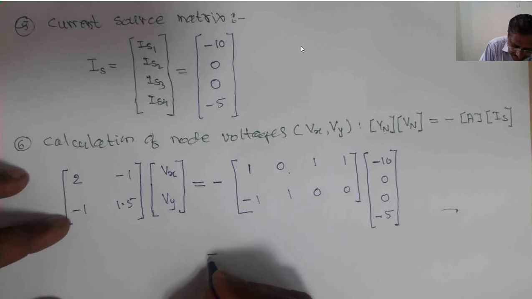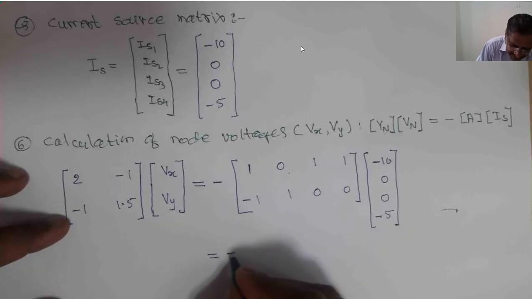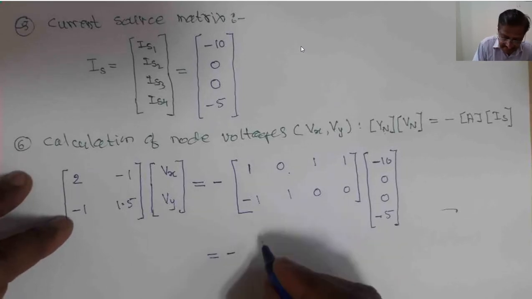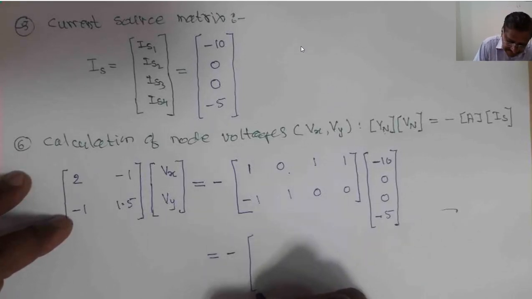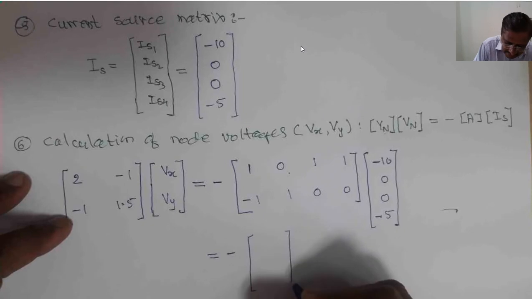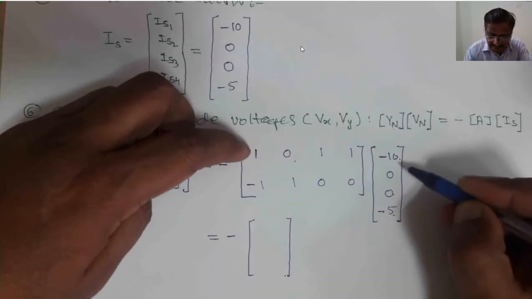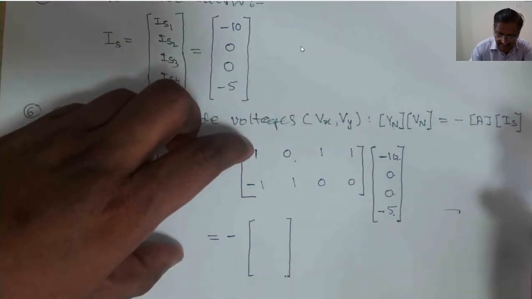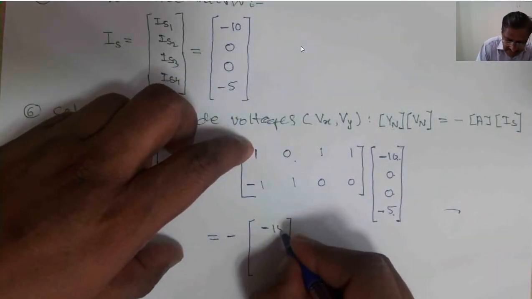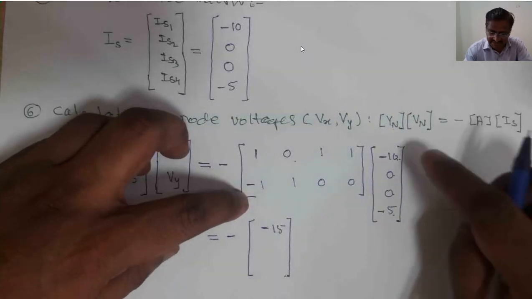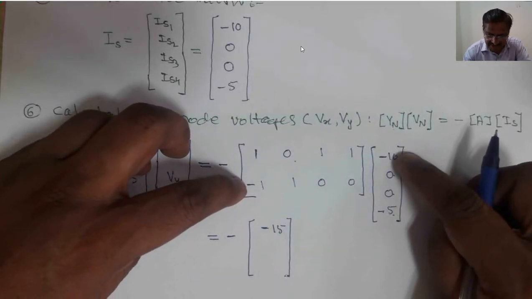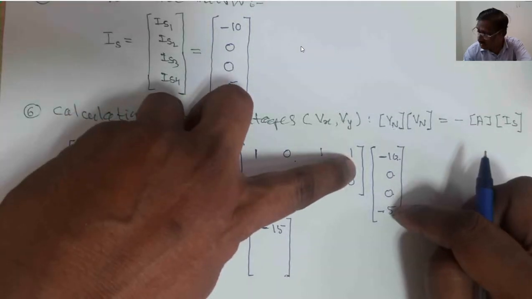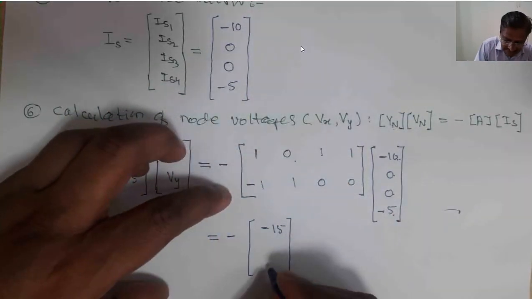I will keep this minus sign as it is, and if we find this multiplication, how will that be? This multiplication will be minus 10, 0, 0 and this minus 5; its entry will be minus 15. Similarly, in this case, minus into minus is plus 10, 0, 0 and this is 0, so its entry will be plus 10.